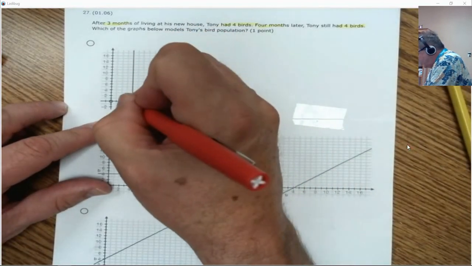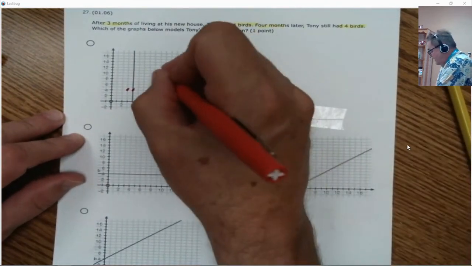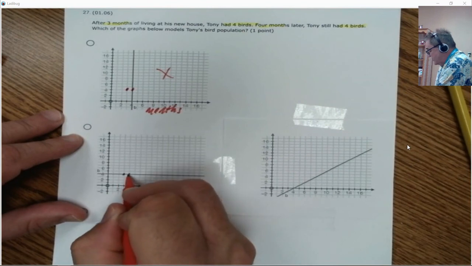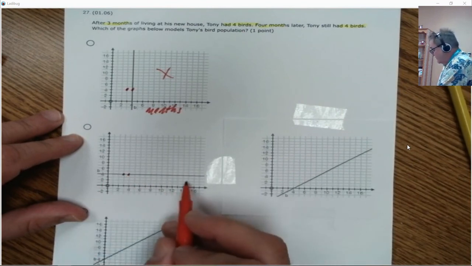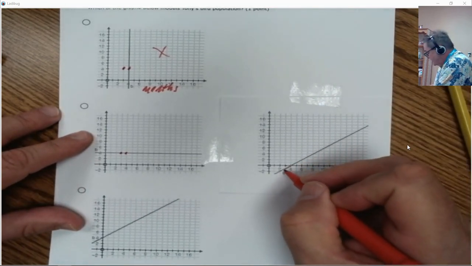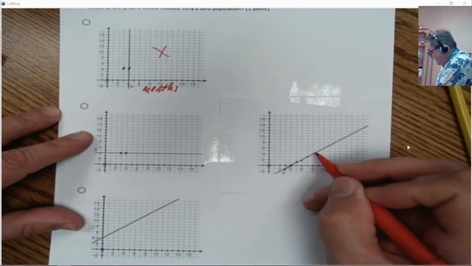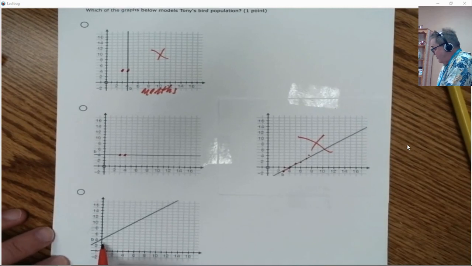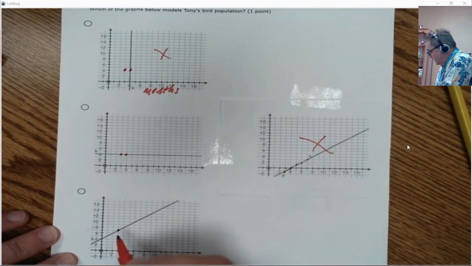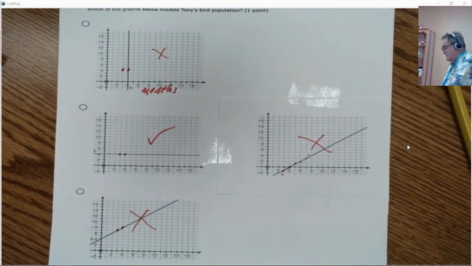So at 3, it should be right there, and then 4 should be right there. And that one is not it. This one will go to 3. He's at 4 birds. And at 4 is at 4 birds. This showing is just constant. He's always got 4 birds. That looks right. This one's a slope. This one says at 3, he's got negative 1 birds. He's got 0. Then he's got 1 bird, 2 birds, 3 birds, 4. That's not that. And this one starts out where he starts out with 4 birds. And then at 3 months, he's up to 7 birds. And at 4 months, he's up to 8 birds. So it's not that either. That is the one that's going to model that situation.